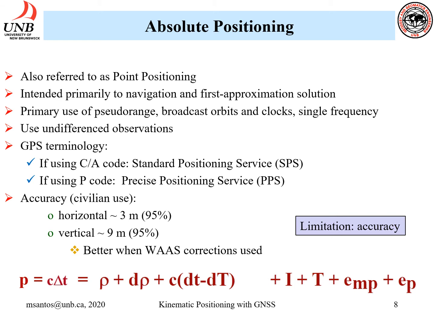The accuracy of the civilian use, the SPS, is, and here I'm quoting some numbers to be on the conservative side, horizontal around 3 meters at 95% confidence level, and vertical precision at 9 meters at 95% confidence level. It gets better if a correction is used. So the limitation of absolute positioning using pseudorange and broadcast orbits and clocks is the accuracy.